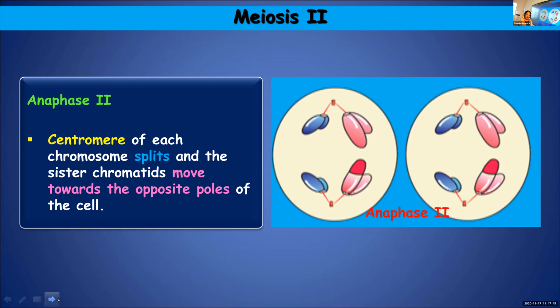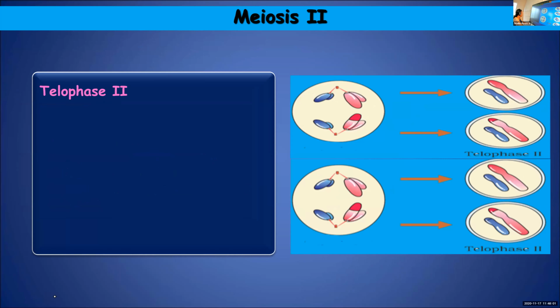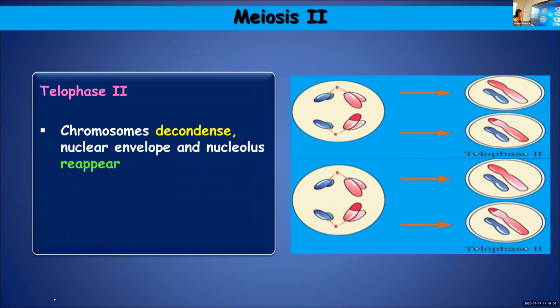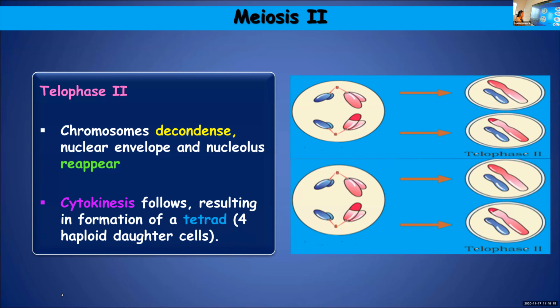Whereas in meiosis 1, centromere and sister chromatids were remaining intact, but the homologous chromosomes got separated. And here the centromere will get split and the sister chromatids will be moving towards the opposite poles. And then what happens? Telophase 2 begins. In telophase 2, the chromosomes will decondense, because again it will go back to the coil stage, nuclear membrane and nucleolus will reappear, and this will be followed by cytokinesis resulting in the formation of 4 haploid cells.